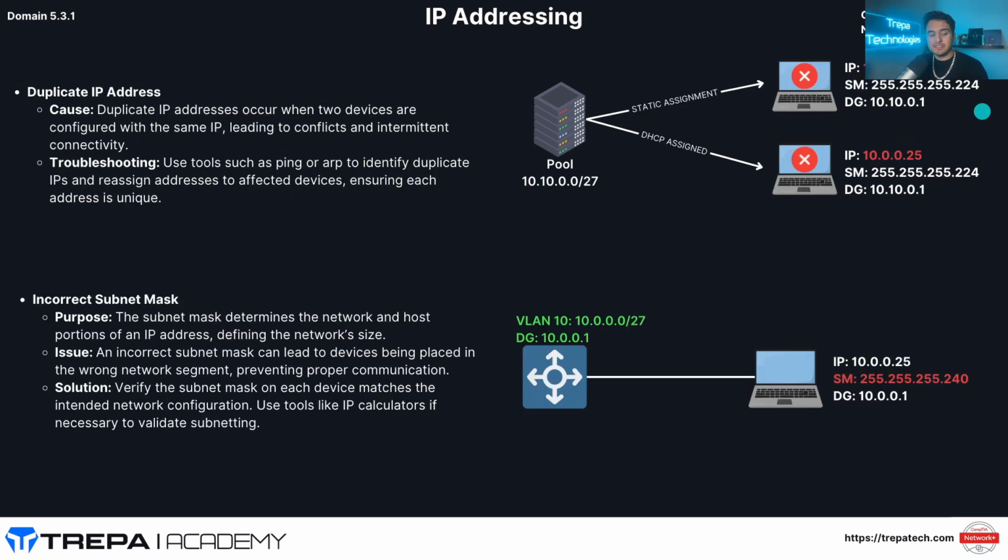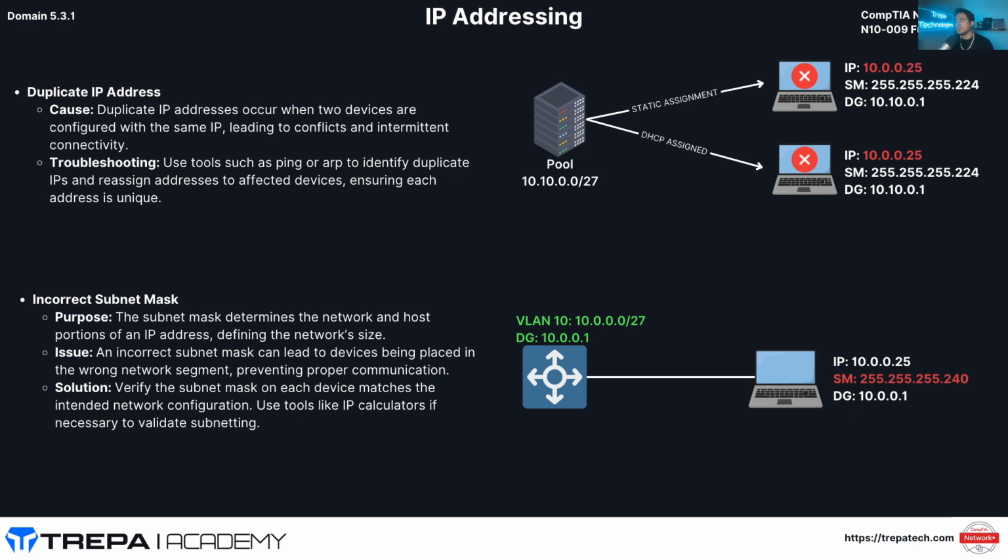Duplicate. So let's say we have a duplicate IP address. Let's say we assign a static IP here, but didn't reserve it in this pool. So the pool still believes that can be sent out, and it doesn't do its checks. And the DHCP assigns this IP address. That could be an issue.